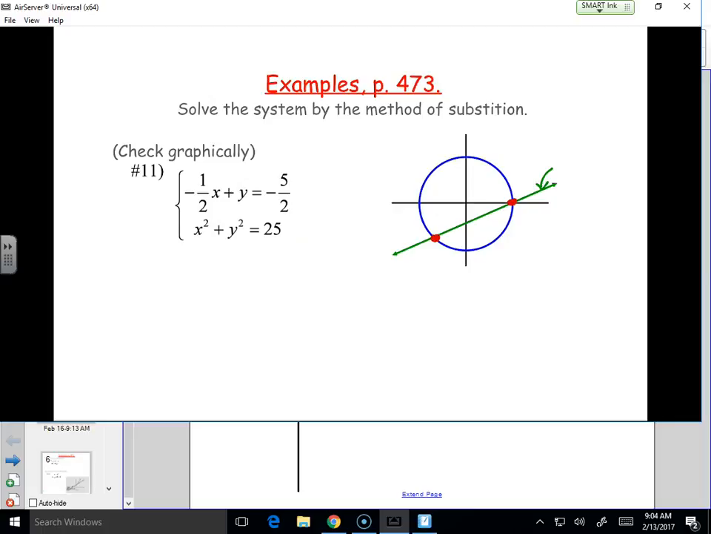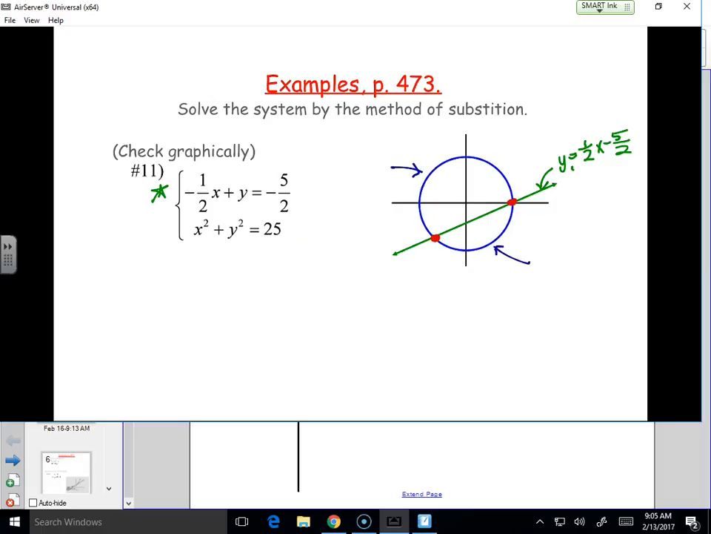Which one's green on the left-hand side? The top one, because he's not a circle. He's a line. He's linear. Everything's to the first power, the y and the x. We can move the 1/2 x to the other side and we can make it minus 5/2. Alright, that's not too bad. That's y1. Question: how do we get the circle?